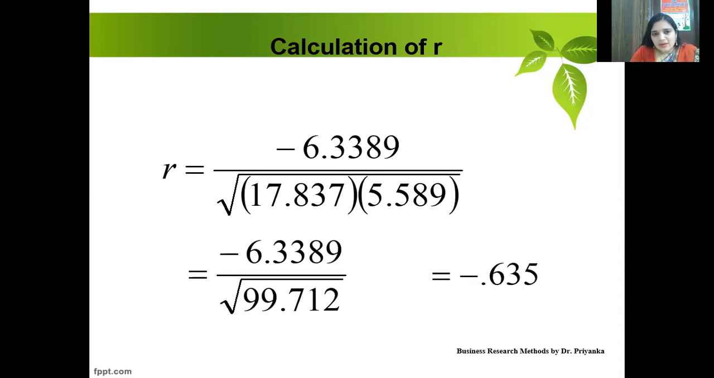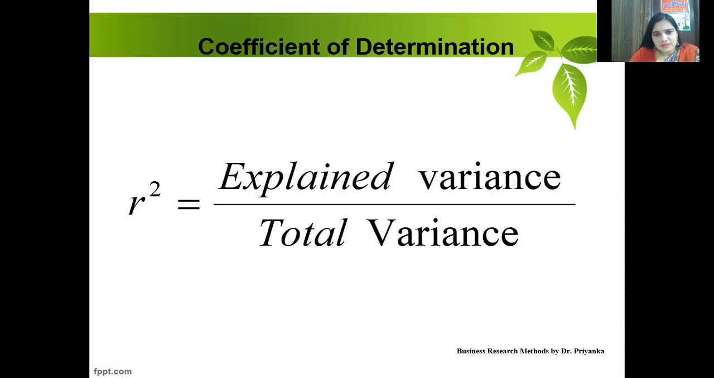This is the way you will be calculating the equation. You'll just get values, put them in, and you'll get the answers, right? One more way of calculating this correlation coefficient is calculating the R square. This is basically the coefficient of determination. R square is explained variance divided by total variance.